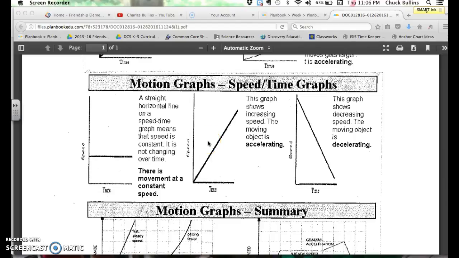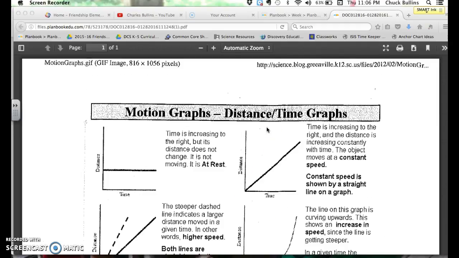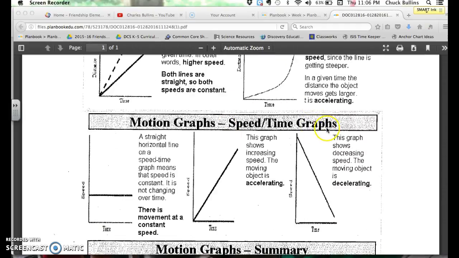This is Mr. Bullins in a series of 4 videos, all talking about motion graphs. We will have 2 videos that talk about distance and time graphs. We're going to have 2 videos that deal with the speed and time graphs.